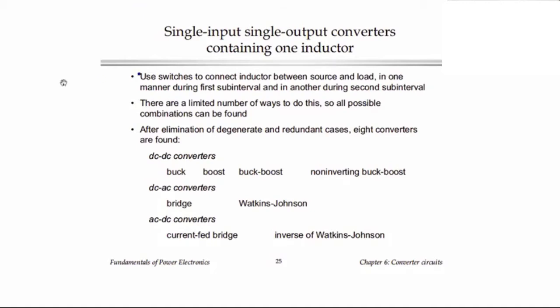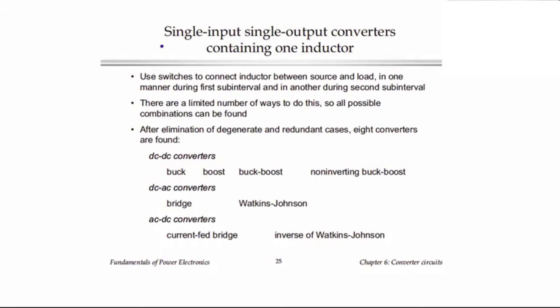So what's shown here is, I think, the most rudimentary class of converters, where we have one inductor that is switched between the input source VG and the output load V in 2 different ways. One way during interval 1 and another way during interval 2. Now there's only a limited number of possible ways to connect an inductor between 2 voltages, and pick one for the first interval and one for the second, and we can write down all the possible ways to do that and see what converters occur.